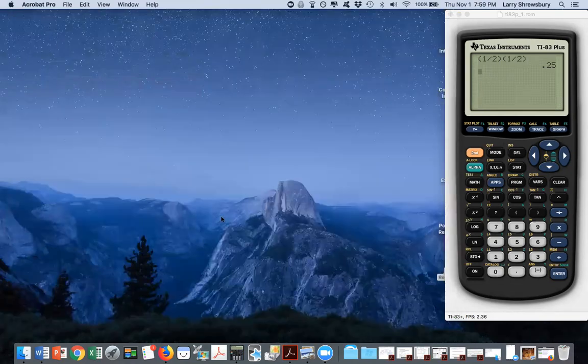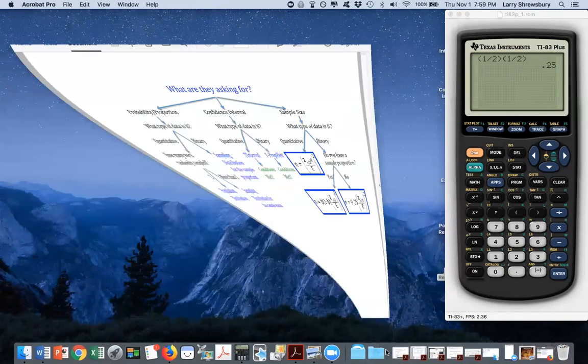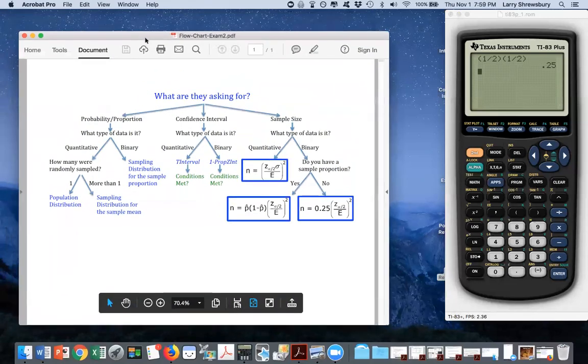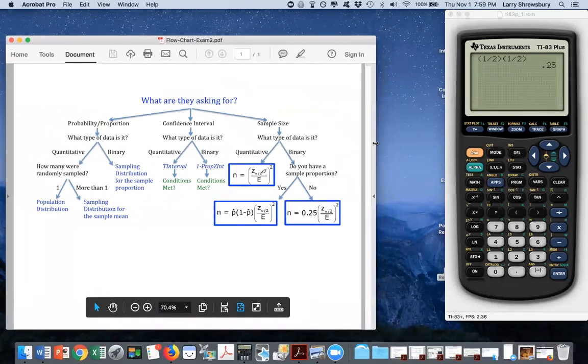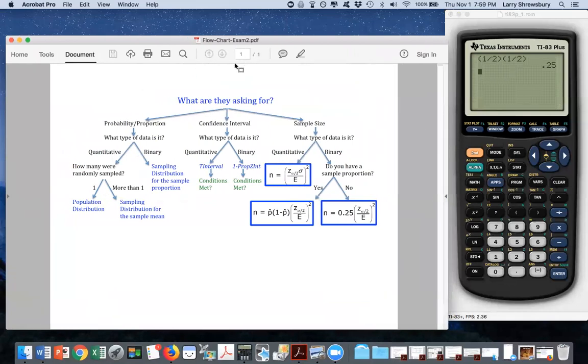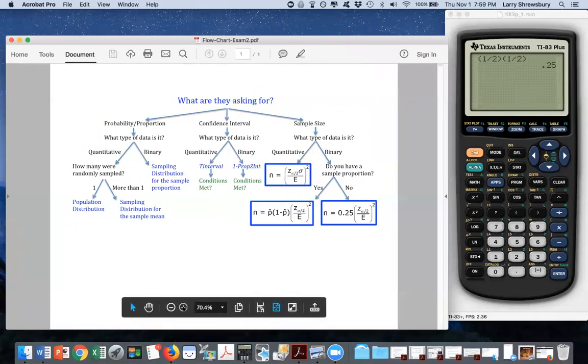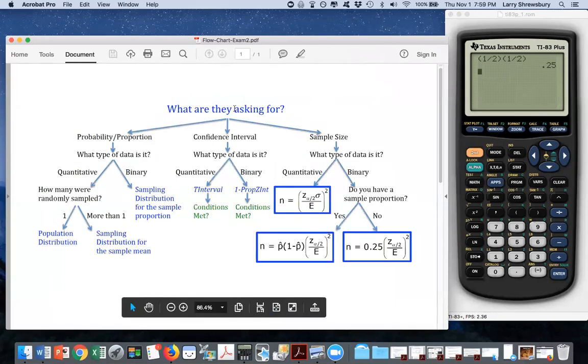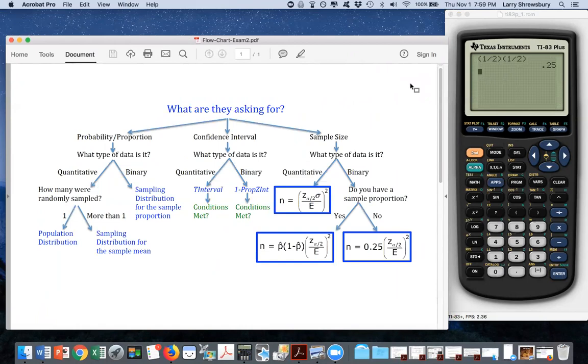Let's set that aside. Now, let's look at this little flow chart here for exam 2. Now, when you're taking exam 2, the question you're going to be asking yourself is, what are they asking for here? So let's address that question. You got 3 broad categories, and they're also very different. It's easy to identify which they are.